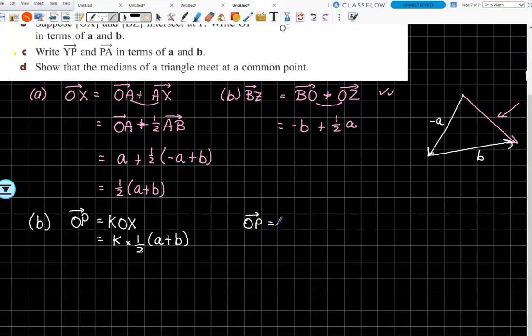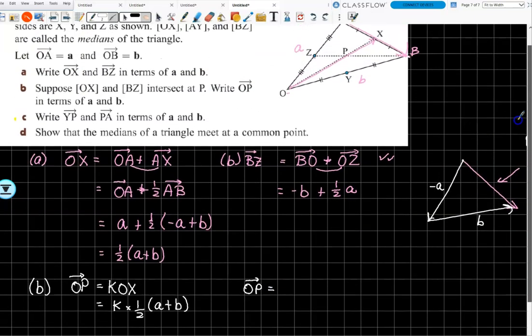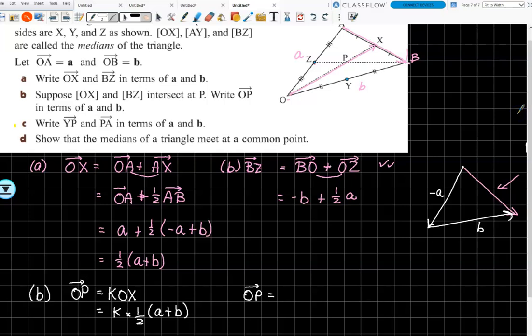So that we're all sticking on the same page, we now need another scalar when we do this one. So OP, if we go that way, it's going to be OB plus a fraction of BZ, which we have here also. So we use K here. What would you like to use?